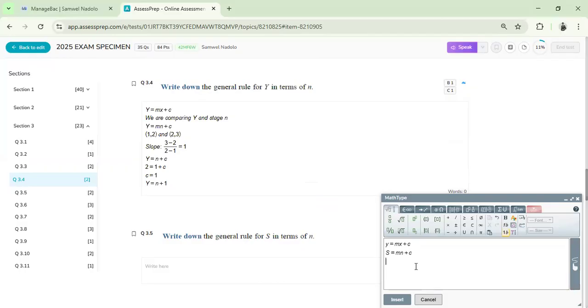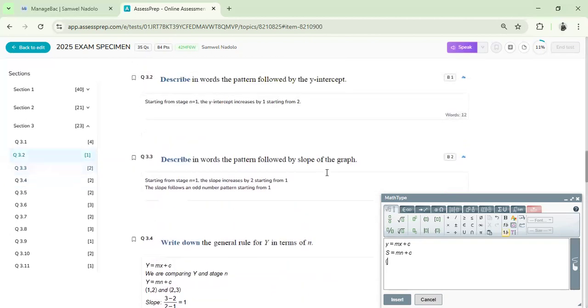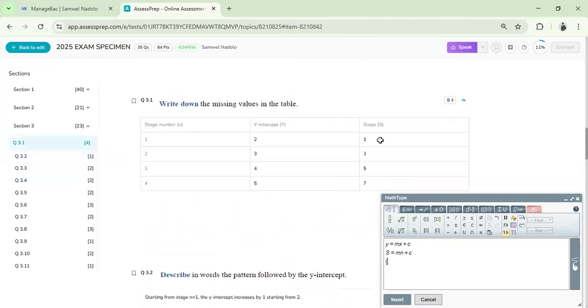So I'm going to choose 2 points on that relation. So when n is 1, s is 1, so I'm going to choose 1, 1. And also I'm going to choose another point. You can choose any 2 points randomly. When n is 2, s is 3, like that.